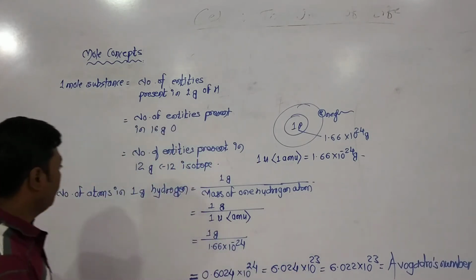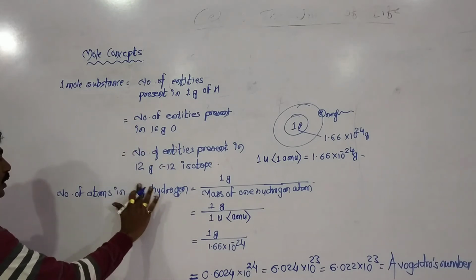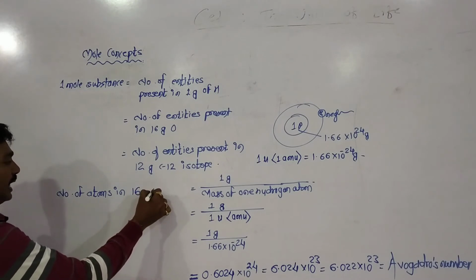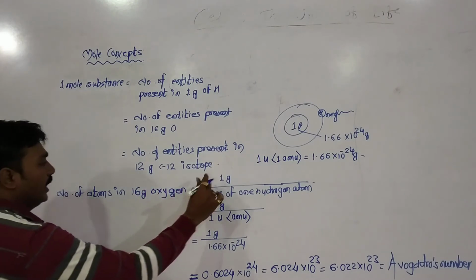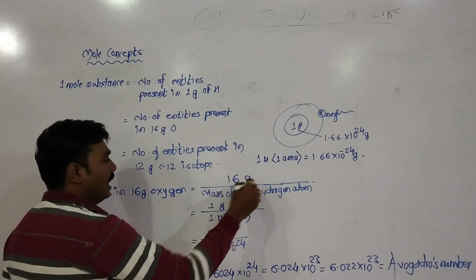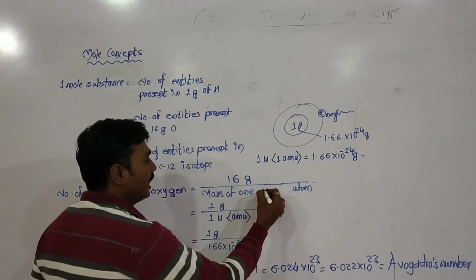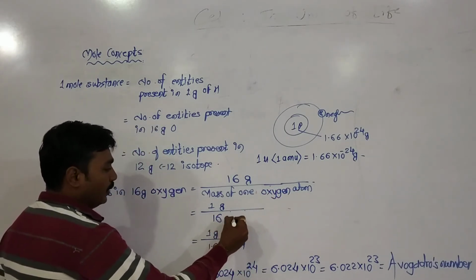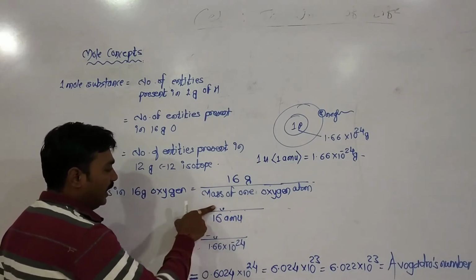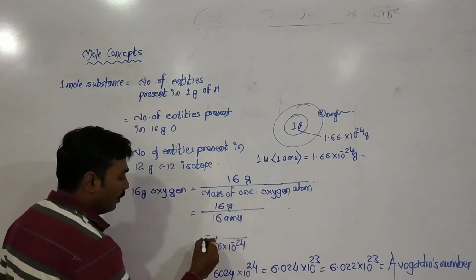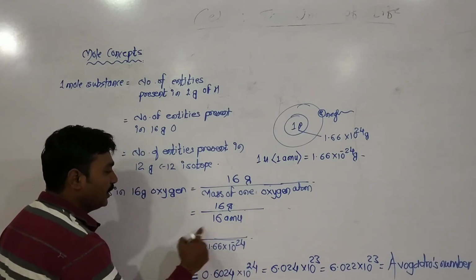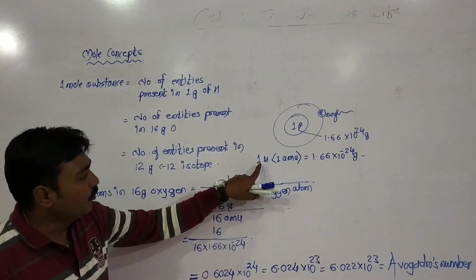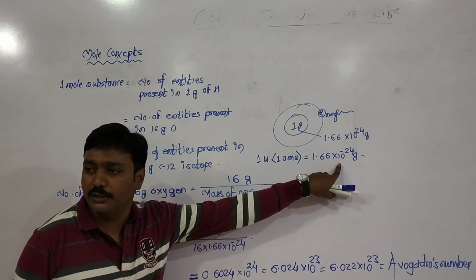Similarly, if you find the number of atoms in 16 gram of oxygen, it will become 16 gram upon mass of 1 oxygen atom. Mass of 1 oxygen atom is found to be 16 AMU. And 16 AMU is converted to gram by multiplying it with 1.66 into 10 to the power minus 24. What is the value of 1 AMU? 1.66 into 10 to the power minus 24.